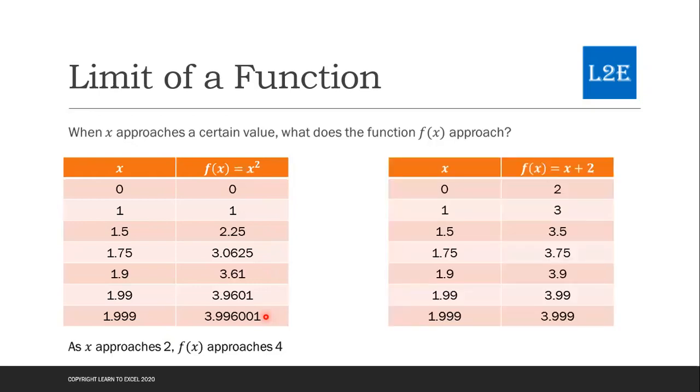Let's look at another example. I have x here, and I have x plus 2 here. Again, I put in several values for x, starting from 0, approaching 2, and I see what happens to x plus 2. You can see that x plus 2 approaches 4, gets closer and closer to 4. So as x approaches 2, f of x approaches 4, right? So this is one way of answering this question.